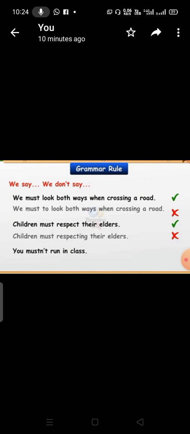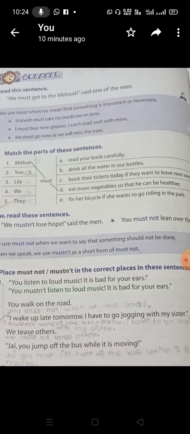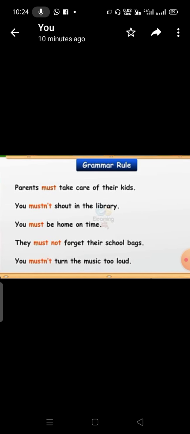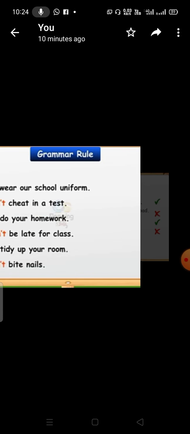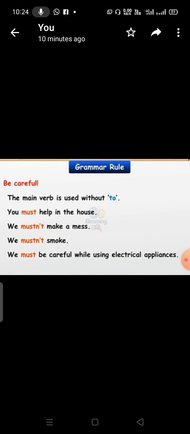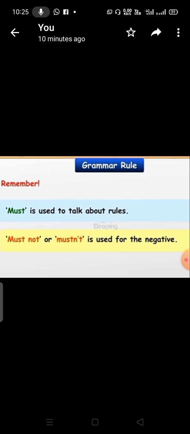We must look both ways when we are crossing the road. Okay, see here. Here one rule is there, that is, be careful. The main verb is used without to. हम इधर to use नहीं करेंगे. You must help in the house. We must not make a mess. We must not smoke. We must be careful while using electric appliances.